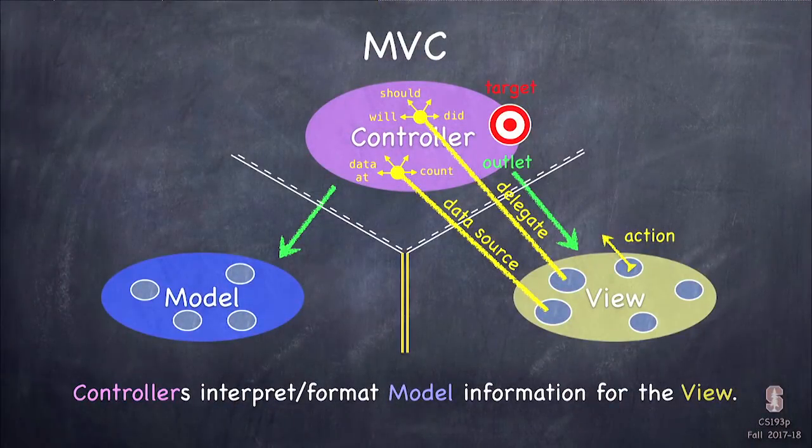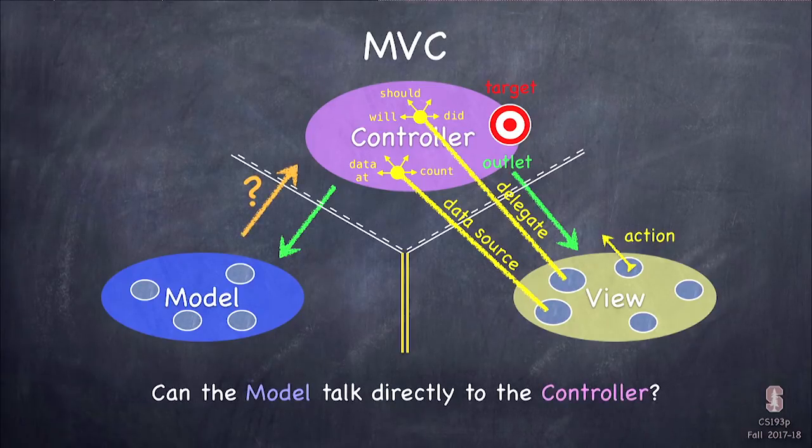Because of all this communication going on in this direction, we say the controller's job in an MVC is to interpret and format the model's information for the view. That's its primary purpose. It also goes the other way: it interprets user interaction in the view for the model. It's the interpreter back and forth, the center of all communication here.